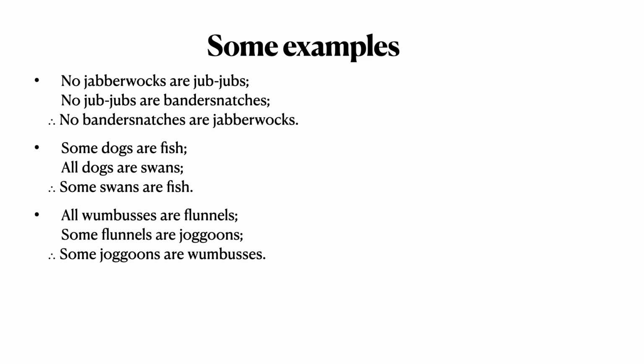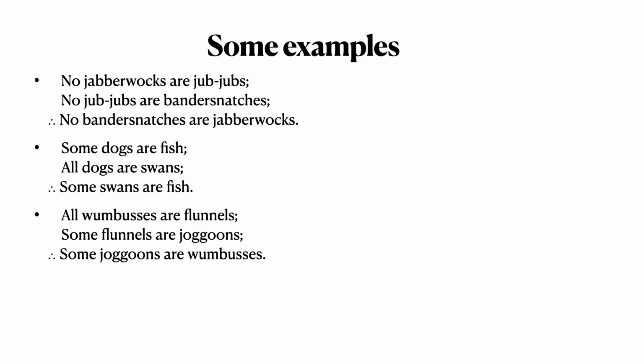All wumbuses are flunnels. Some flunnels are jagoons. Therefore, some jagoons are wumbuses. What is our major term? Wumbuses. Why? Because it's the predicate of the conclusion. So it's the major term in the conclusion. We mark that with a P, and it's the major term in the first premise there, which is now the major premise because it contains the major term.